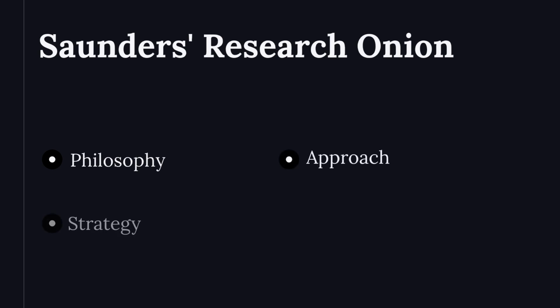Saunders's Research Onion guides design choices. Start with philosophy, then approach, strategy, and choices. Time horizon and techniques follow. Each layer informs the next. This framework ensures a well-grounded research design.